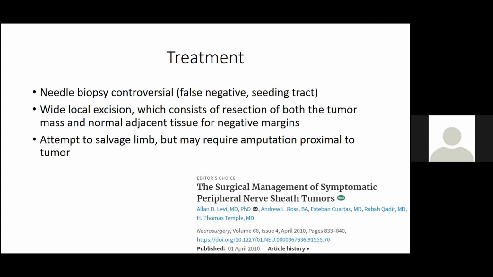And then for treatments, it's controversial to do a needle biopsy. A lot of times there can be false negatives, and you can seed the tract. If you do a needle biopsy, or if somebody else does one and refers them to you, you need to resect the tract as well. Because they're so aggressive, you want to perform a wide local excision, which consists of resecting both the tumor mass and normal adjacent tissue in order to ensure negative margins. You want to attempt to salvage the limb, although it may require amputation proximal to the tumor. And you have to counsel the patient before surgery that they may lose function after the surgery.